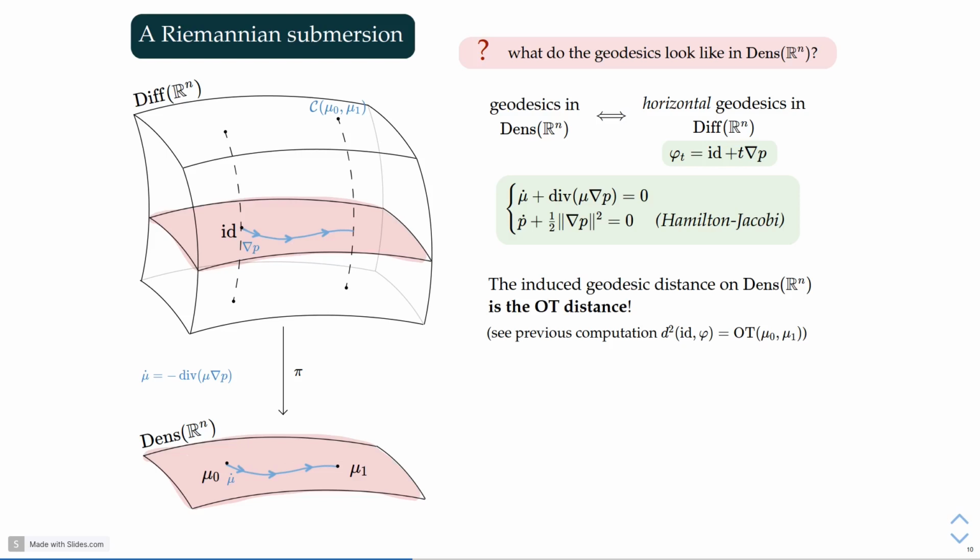And the geodesic distance, which is induced by this metric, is the optimal transport distance. So it's the Wasserstein distance, because we did the computation just before. We have that the distance from the identity to the diffeomorphism phi is actually the optimal transport cost from u1 to u0.